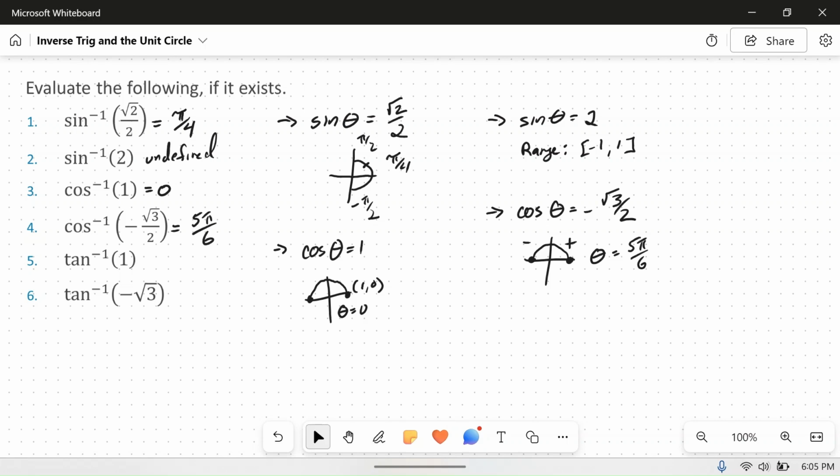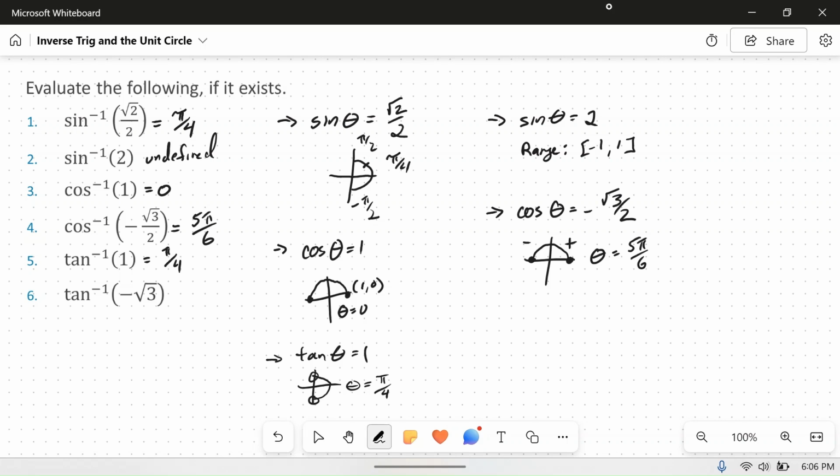All right, number 5, we want to find the inverse tangent of 1. So we'll do the same thing. I'm going to rewrite this as tangent of theta is equal to 1. And again, tangent's positive in the first and the third quadrant. But when we look at our restrictions for tangent, just like sine, we have to be in the first and fourth quadrant. So that's between negative pi over 2 and positive pi over 2. So I need the angle in the first quadrant since it's positive. And tangent is positive 1 at pi over 4. So the inverse tangent of 1 is going to be pi over 4.